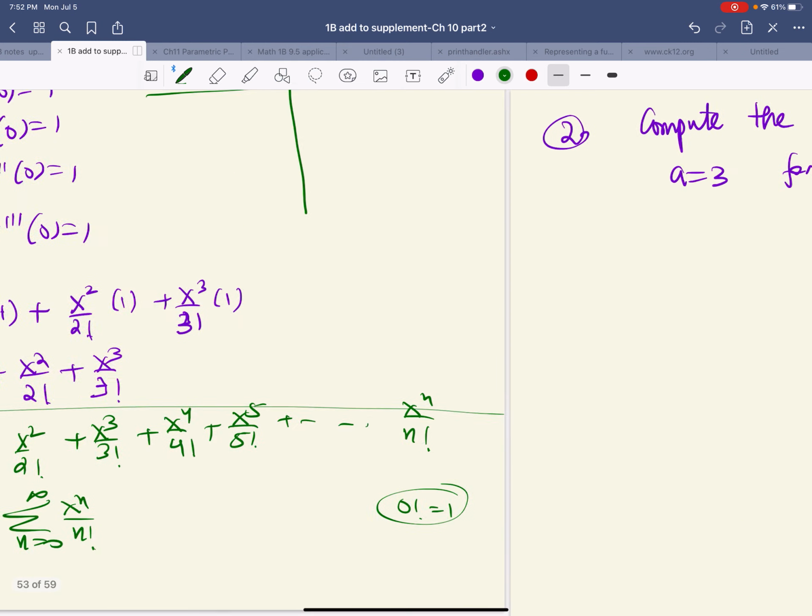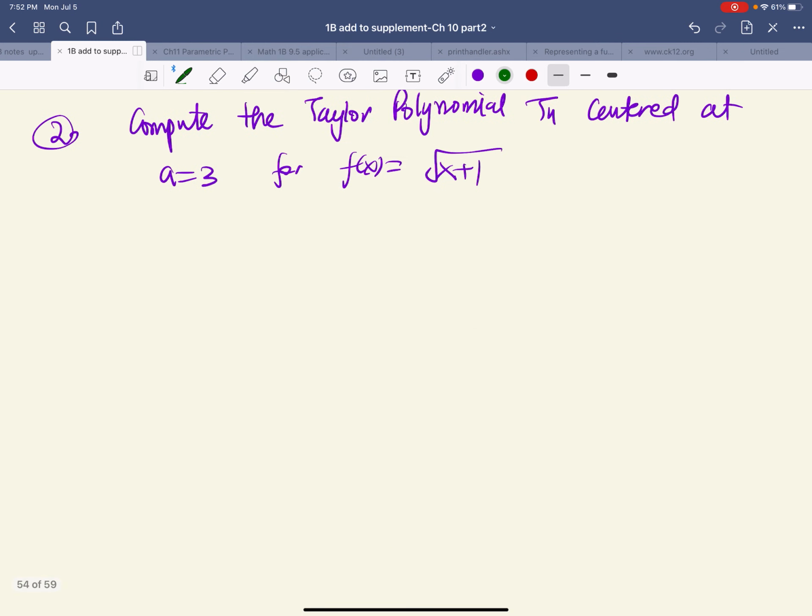Okay, see another example. Compute the Taylor polynomial T4 centered at a equal to 3 for the square root of x plus 1. So we are trying to figure out a polynomial which is centered at a equal to 3 and the function is the square root of x plus 1. So how do we find a Taylor polynomial for this function? We would have to use the Taylor formula that we saw earlier.